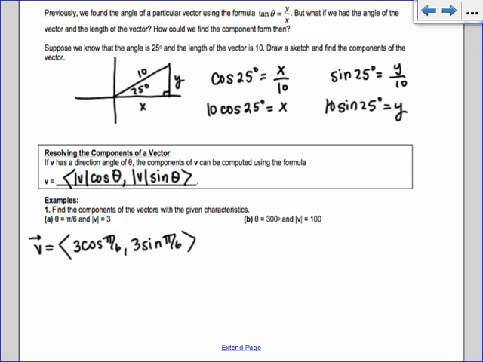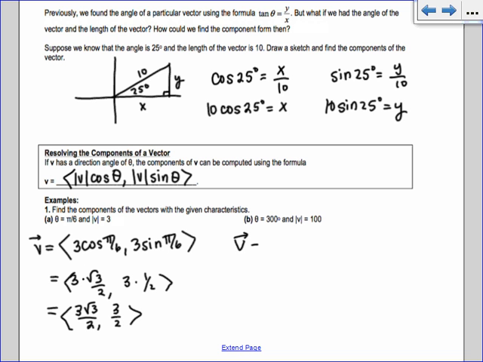Remember, cosine is x, sine is y, so you can keep it straight like that. So cosine of pi over 6 is root 3 over 2. Sine of pi over 6 is 1/2. So we get 3 root 3 over 2, comma 3 over 2.